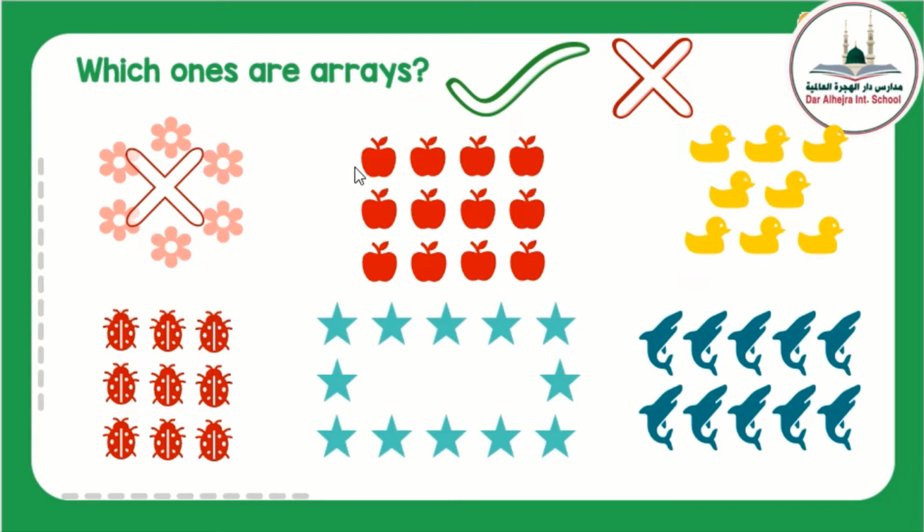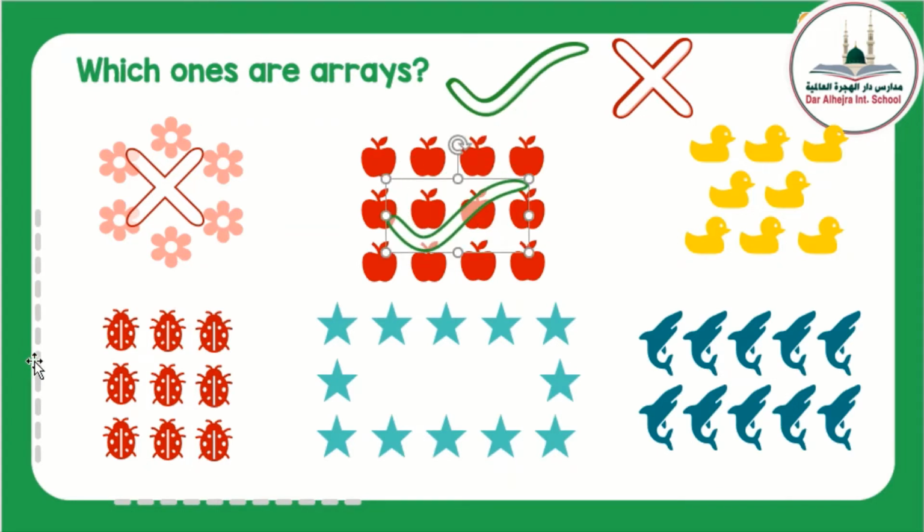Next I come to another pattern. Let me check with the help of my line. I can see in each row there are 4 apples. Now if I grab another line and check in the columns, I can see in each column the number of apples is the same, that is 3, so that means this is an array.